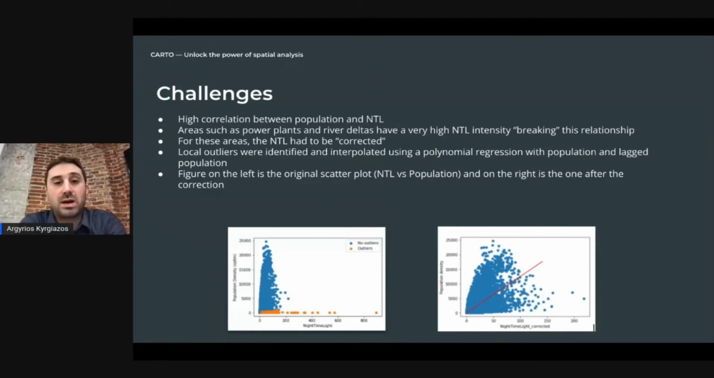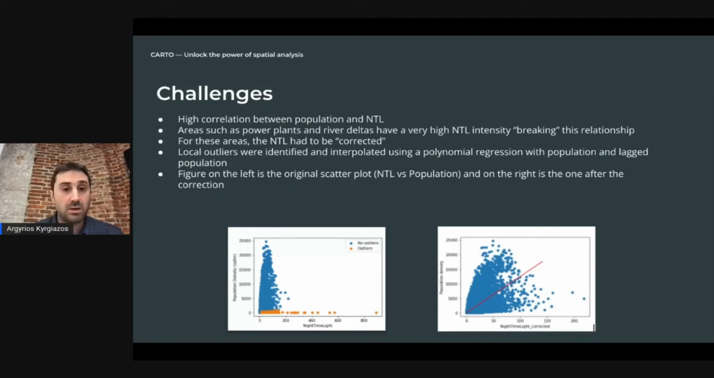The first challenge that we had to overcome is that, as in many datasets, you tend to have some outliers. In our case, the outliers were in the nighttime light data. At specific places we had very high intensity of light that would not follow the rule that the higher the population, the higher the light intensity. That was due to the fact that some power plants, or some river data, for some reason had a very high nighttime light intensity, and this was breaking the relationship between population and nighttime light. So for these areas, we had to go and fix the light data. How did we do that?